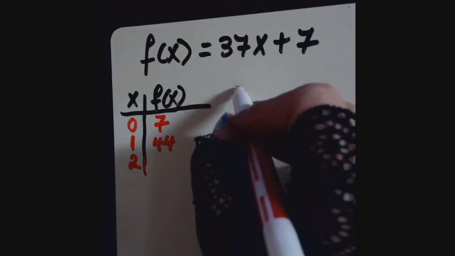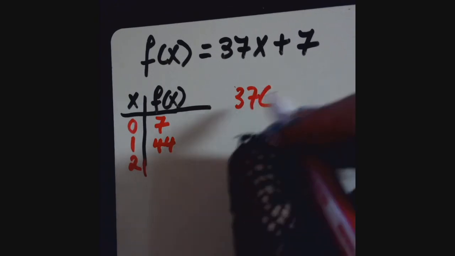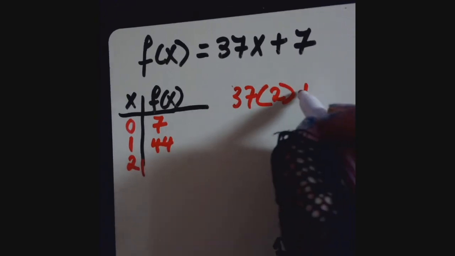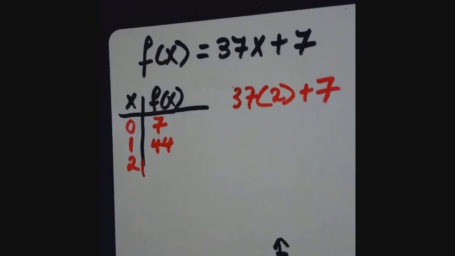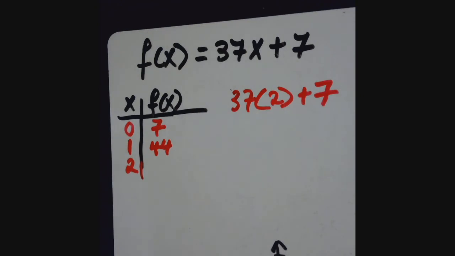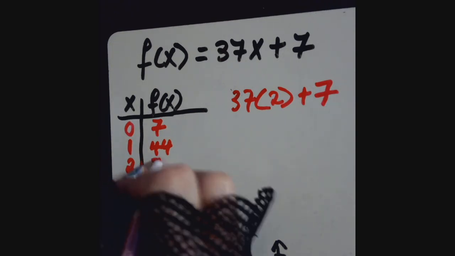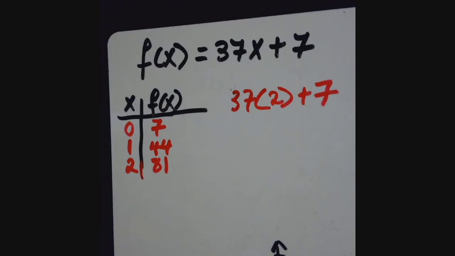So we plug in 37 times 2 plus 7, and remember you're always allowed to use calculators. So 37 times 2 is 74, plus 7, so it's 81. Okay, there we go. So total of 81.